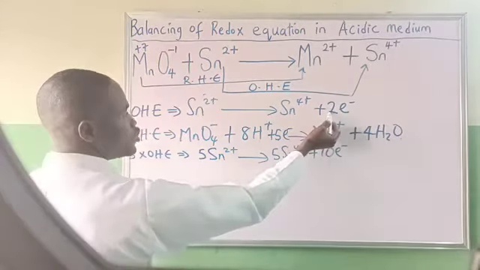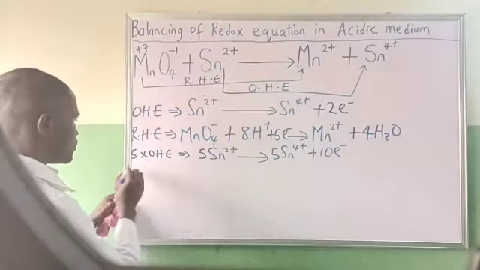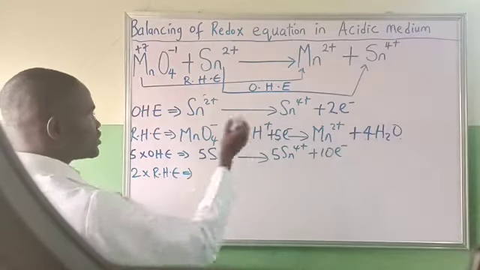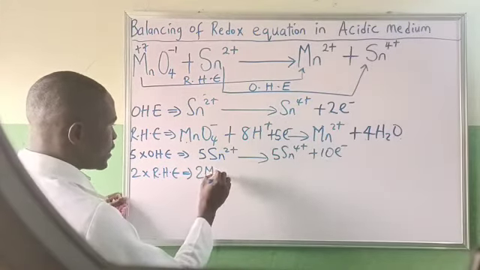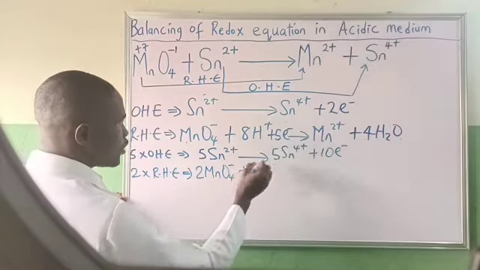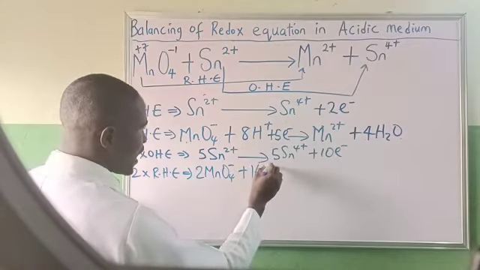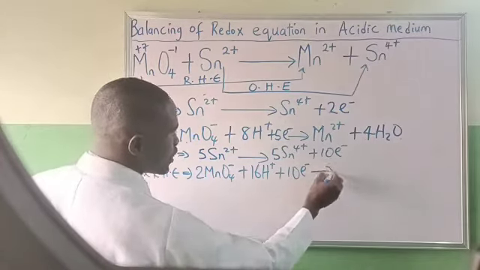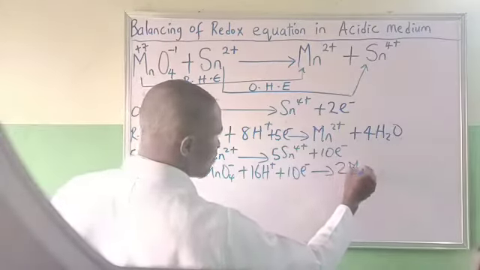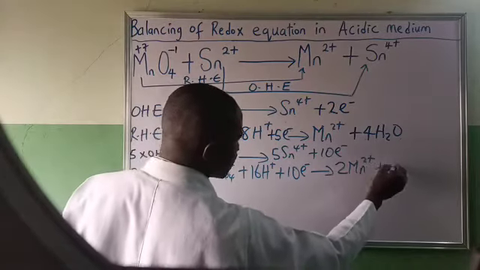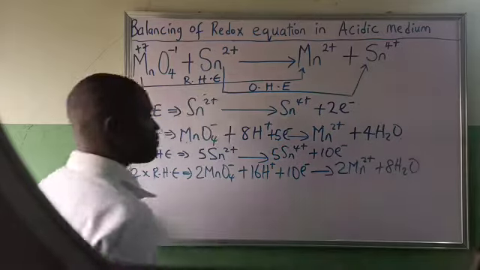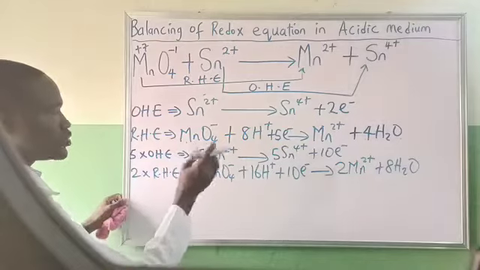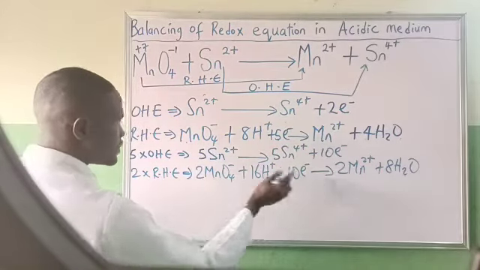Then this 2 will multiply the down one. So 2 times the reduction half equation. That will be giving you 2 times this: 2MnO4- plus 2 times this 16 hydrogen ion plus 2 times this 10 electrons to give you 2 times this 2Mn2+ plus 2 times this plus 8 water. Now add up what you have. Add up the 2 sides. This plus this and this plus this.